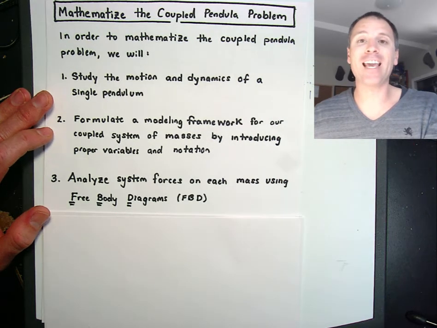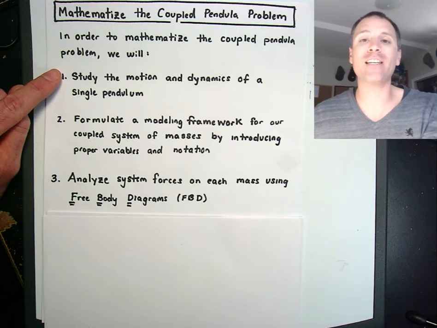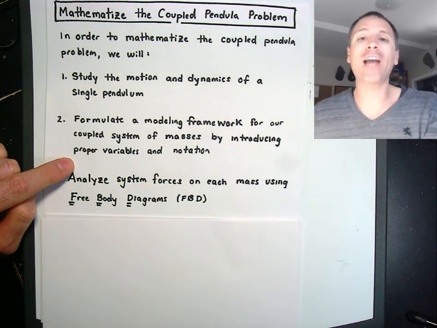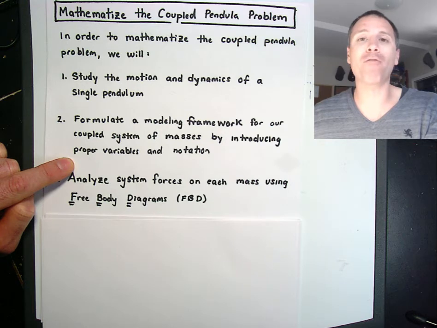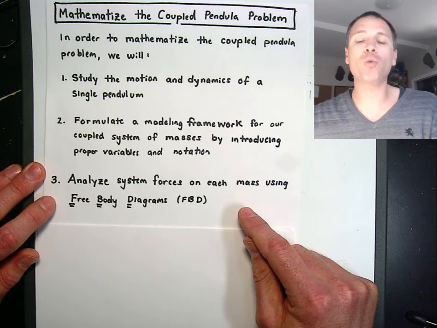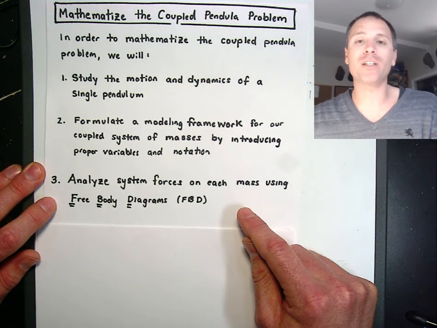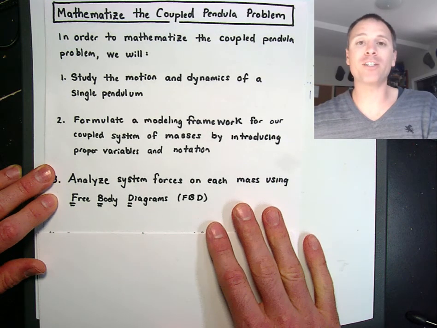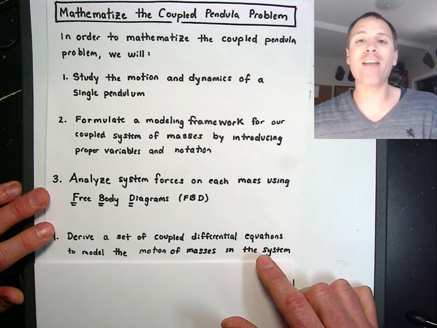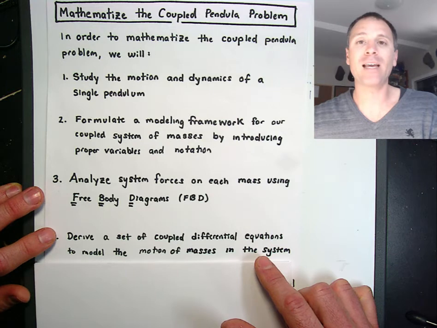At this stage in the game, we're going to combine our understanding of the dynamics of the simple pendulum with the mathematical variables that we generated in step 2, and we're going to look at net forces on each mass using something called a free body diagram. These free body diagrams give us a visual representation of net forces. That's really powerful because there's a famous law in physics known as Newton's second law that says the net force on any object is equal to the mass times the acceleration.